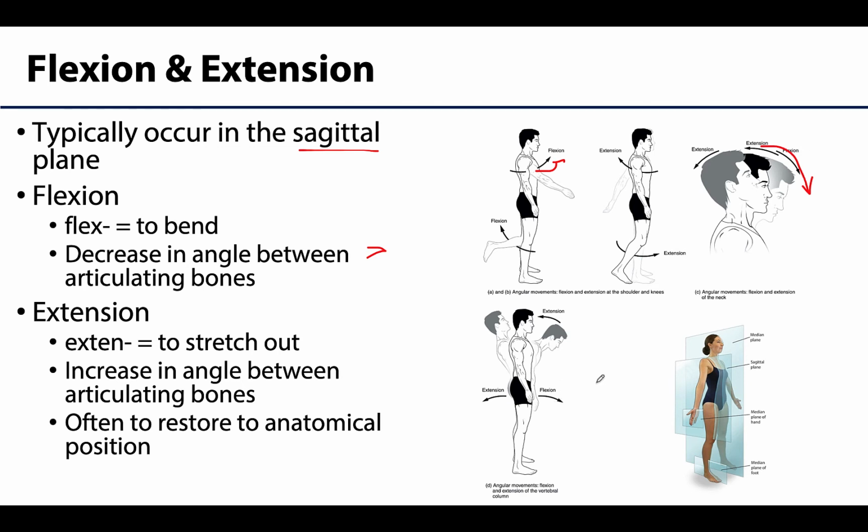And flexion typically occurs in an anterior direction, but not always, which we will see with the knee joint. Extension is kind of the opposite motion. This will be an increase in the angle between articulating bones. And often you will have a joint returning to anatomical position after being flexed with extension.